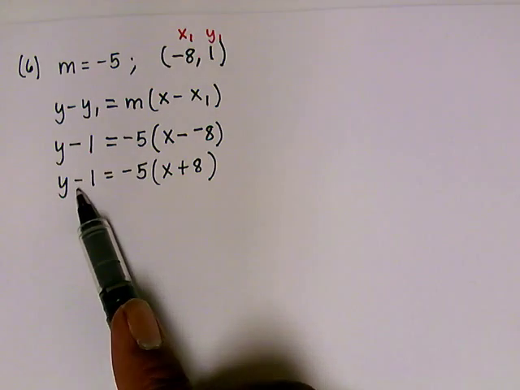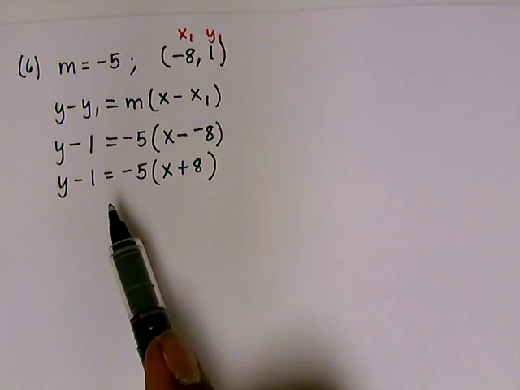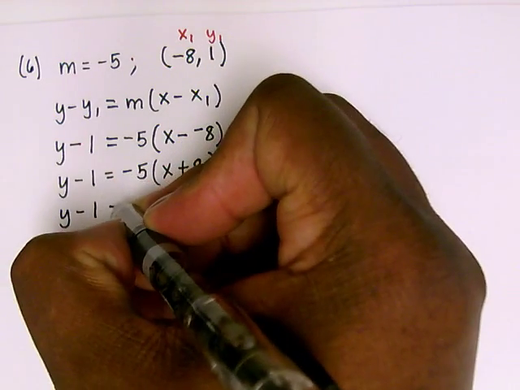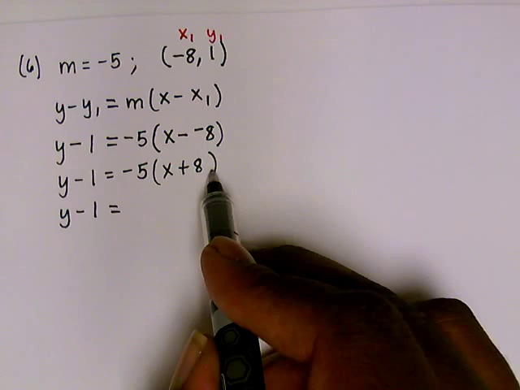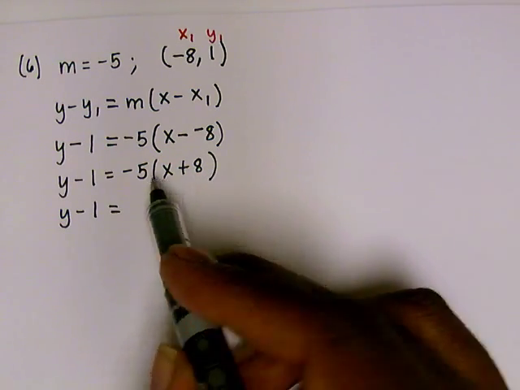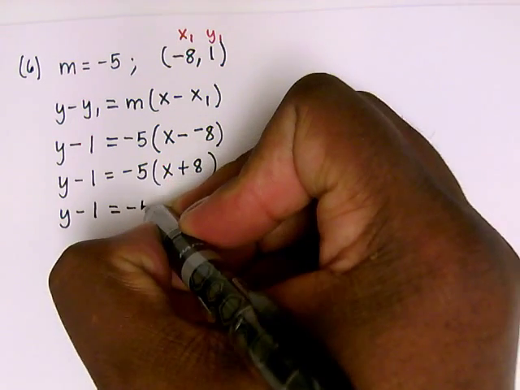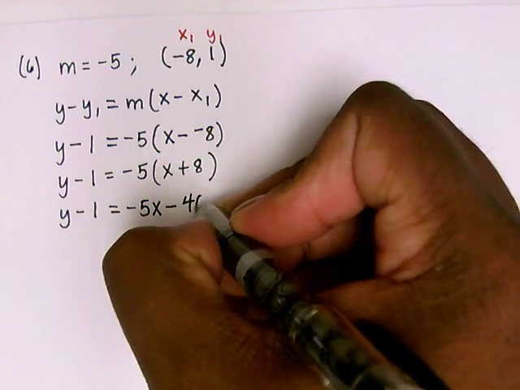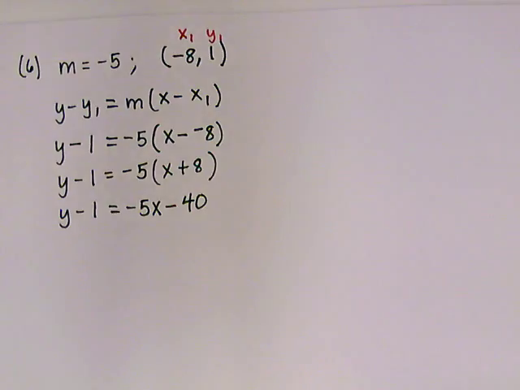So what I'm going to do here is just take this part and finish this out completely. If I bring down the y minus 1, on the right side I'm going to use the distributive property by doing negative 5 times x, which is negative 5x. Then negative 5 times the plus 8, that would be a minus 40. So I have y minus 1 is equal to negative 5x minus 40.